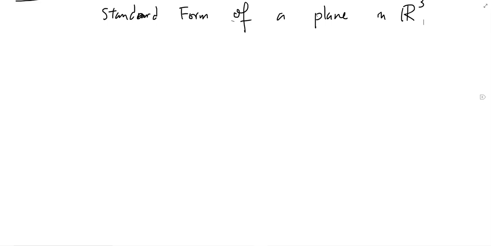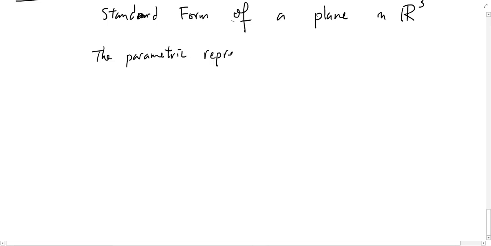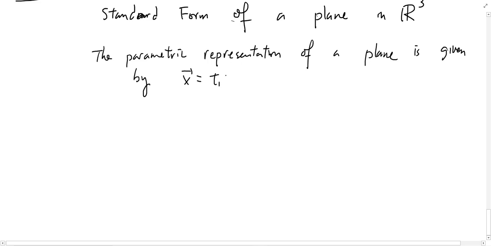So first of all, let's review. We call the parametric representation of a plane given by this formula: vector x equals t1 vector u1 plus t2 vector u2 plus vector v.